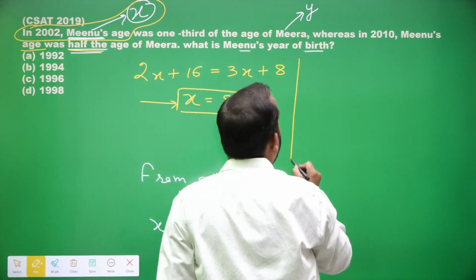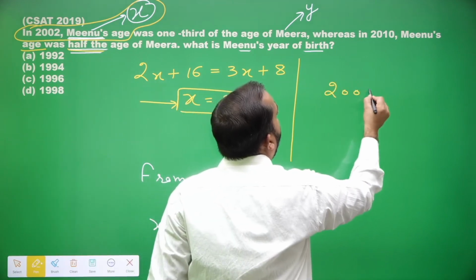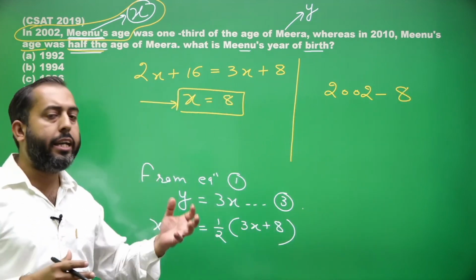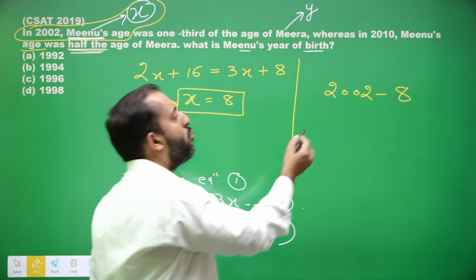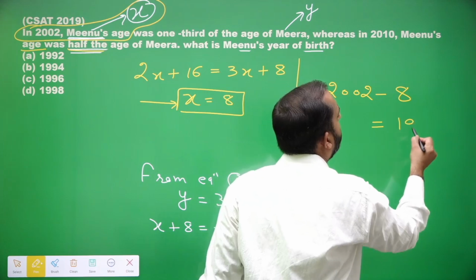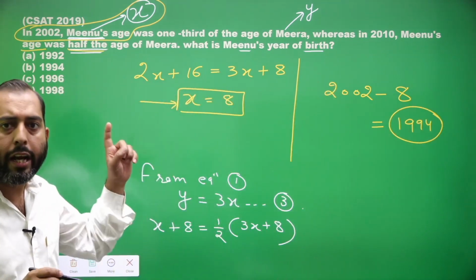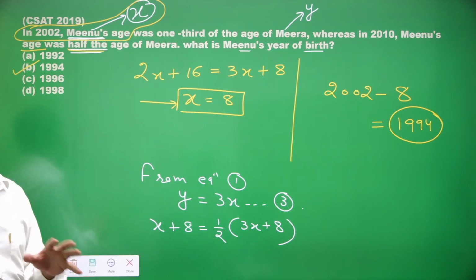So if we subtract 8 from 2002, I will be getting the birth year of Minu. So 2002 minus 8 is what? 1994. So Minu was born in the year 1994. Hence option B is the right choice here. Please make a note of it.